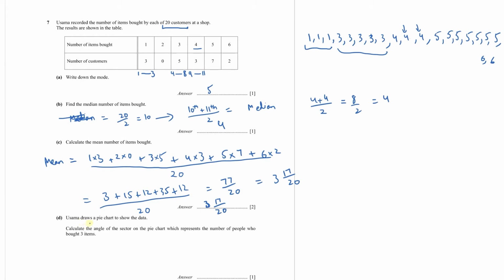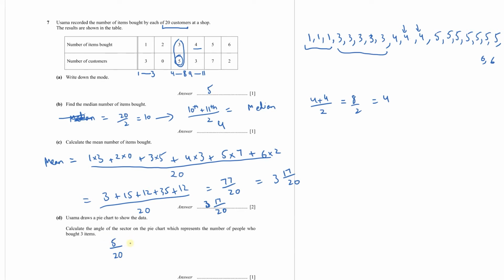Part D is Osama draws a pie chart to show the data. Calculate the angle of the sector on the pie chart which represents the number of people who bought 3 items. So how many people bought 3 items? 5 customers. So 5 out of the total 20. 5 out of the 20 bought 3 items.